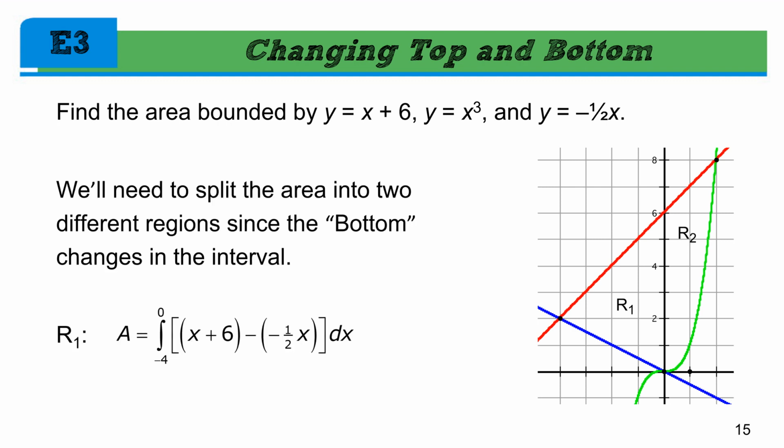Okay. So R1 is found doing that. I'm going from -4 to 0, remember the smaller number on the bottom, of the top, which is the red, minus the bottom, which is the blue, and I've got a dx. So again, remember that x plus 6 minus -1/2 x, dx is the area of a representative rectangle, which I have drawn. That'll give you the area of region 1, then region 2 would be what?